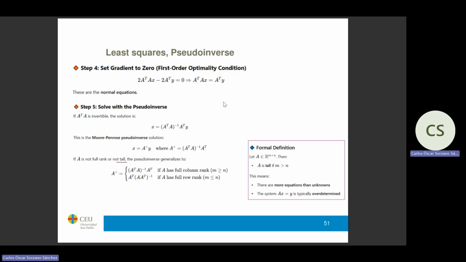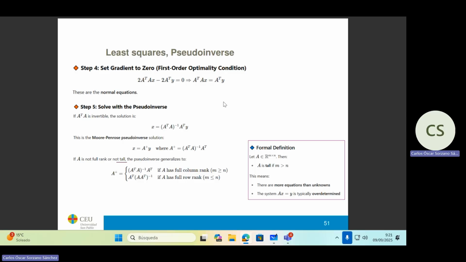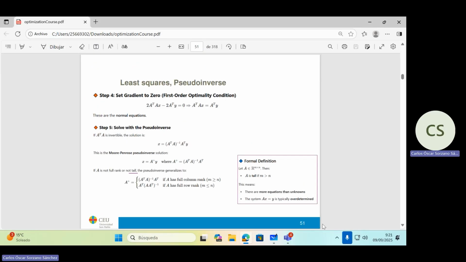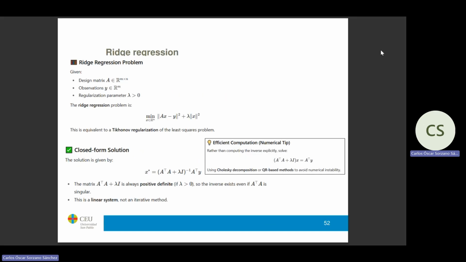Okay, so let's move on. This extends the problem even more. So we have the least squares problem. Another very well-known problem is ridge regression. Ridge regression is the standard least squares plus a regularization on the x parameters, so on the beta 0, beta 1 parameters that we have in the regression.